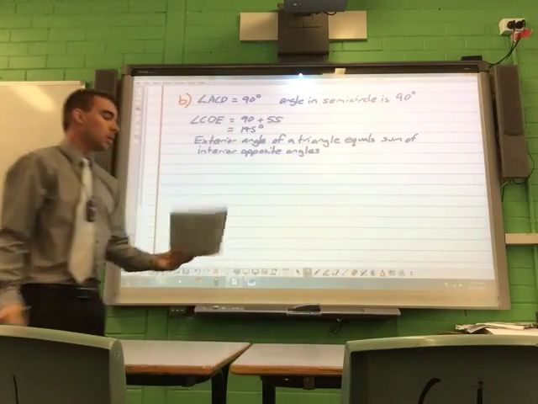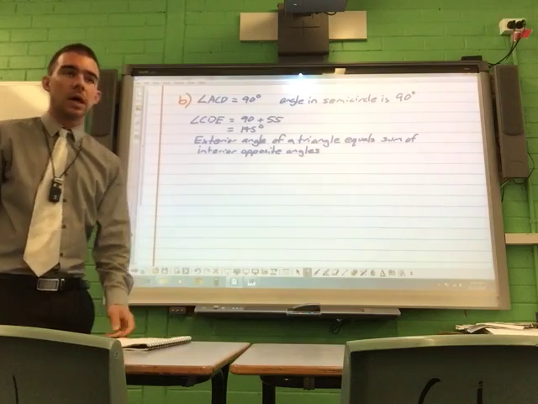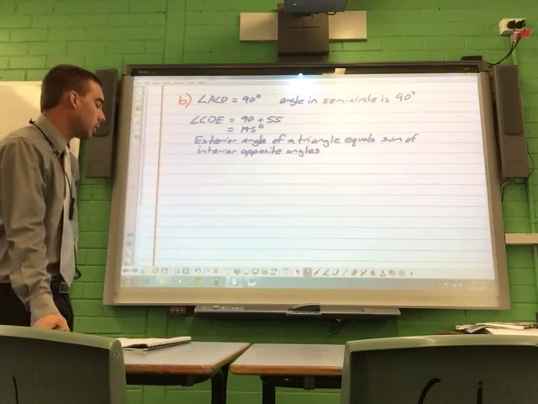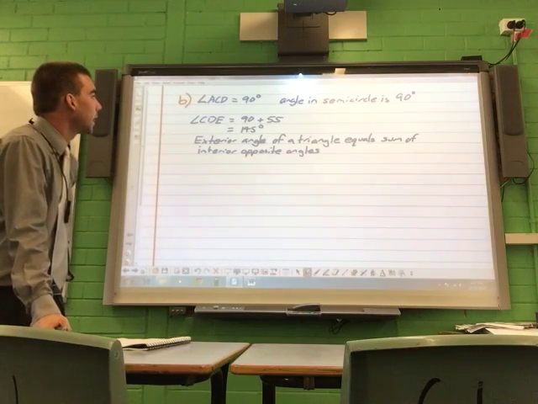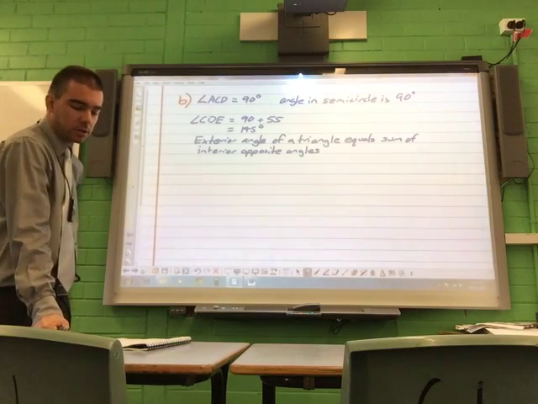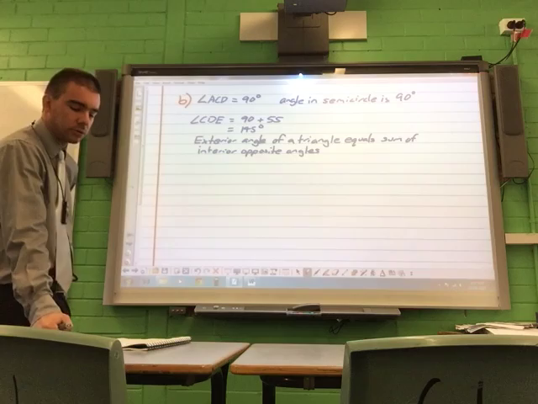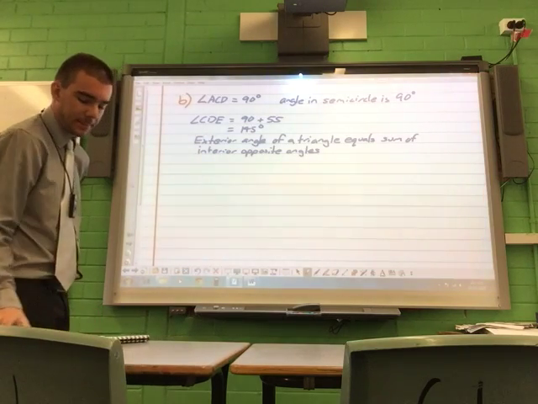Equal, sorry, equal sum of interior. Okay, so the exterior angle of a triangle is the sum of the two interior opposite angles. Okay, so I was able to find the angle ACD by using that property and then add those two angles together, and that gives me the angle out there.